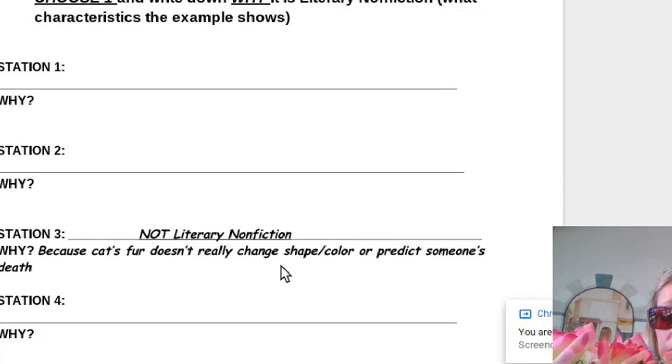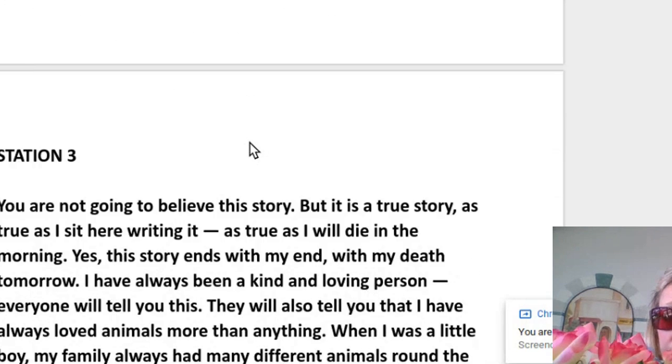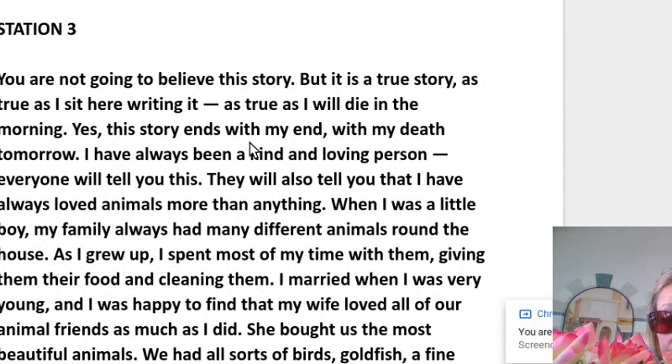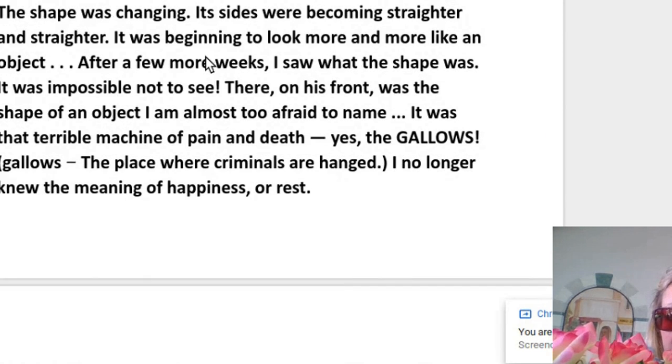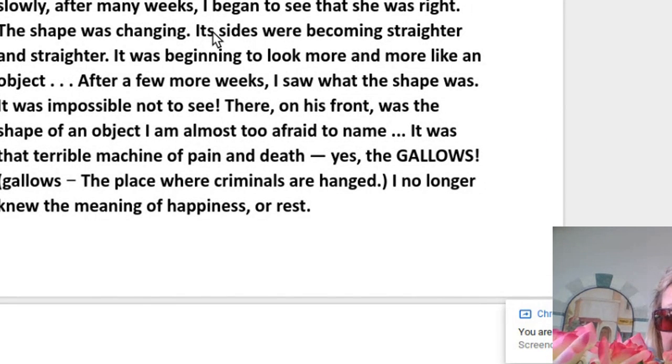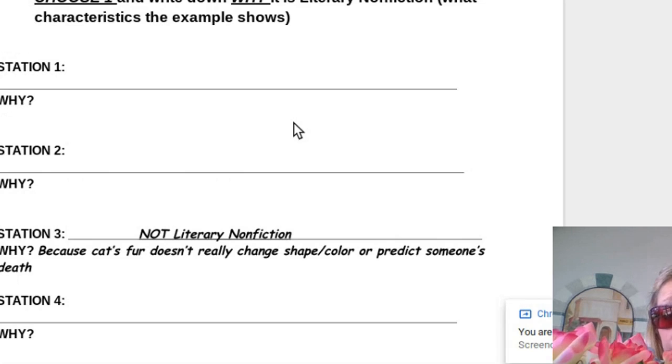Okay, now station 3 I gave you already, and we said it was not literary nonfiction. Let's go ahead and look at the text real quick. So station number 3, you are not going to believe this story, but it is a true story. Now, did that confuse some of you? A character can tell you it's a true story, doesn't make it so. But if we read down at the bottom, we saw that the shape was changing. Its sides were becoming straighter and straighter. It was beginning to look more like an object. Now, guys, you know cat fur does not change over time into shapes. So, yes, station 3 is not literary nonfiction.